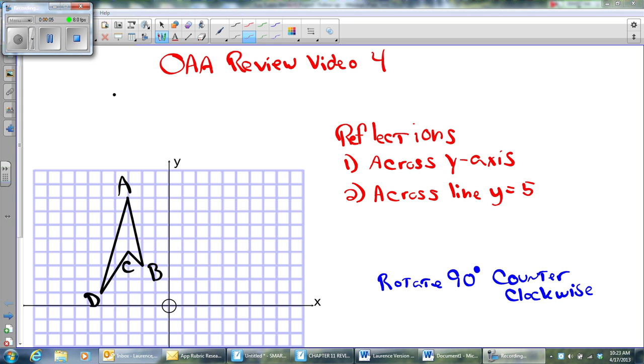Mr. Lawrence here, and we're going to do some transformations today. I'm not going to do the translation because I think you all know that it's just a slide translation. If it says translate it 3 units up, you just move the whole shape 3 units up. Or if it says with a slope of 2/5, you're going to rise 2 and then run 5. So I'm not going to do all those.